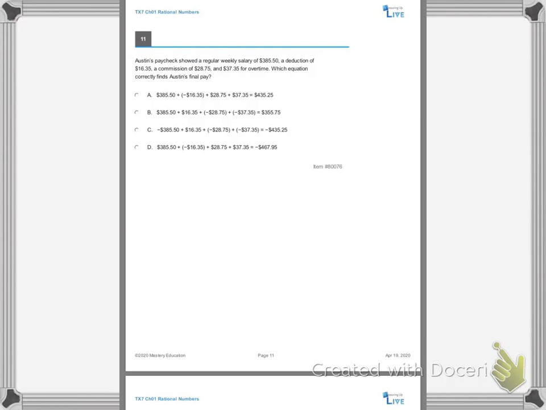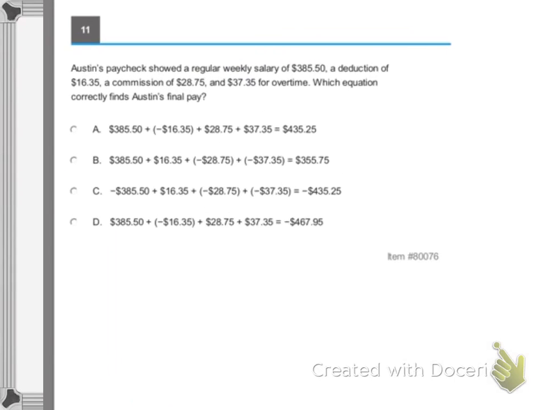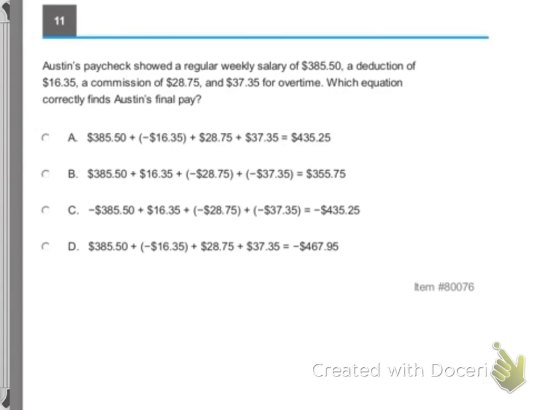Moving on, number 11. Austin's paycheck showed a regular weekly salary of $385.50, a deduction of $16.35, a commission of $28.75, and $37.35 for overtime. Which equation correctly finds Austin's final pay? All right, so what we want to do here is go ahead and just work it out ourselves.